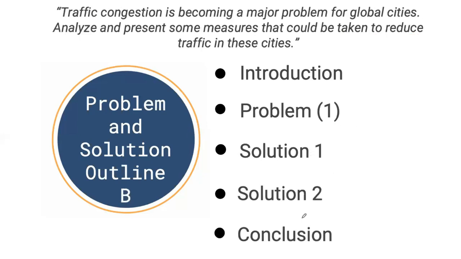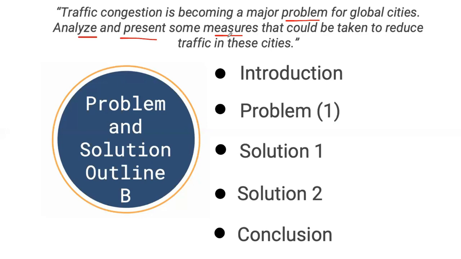This is quite simple. Outline B is a bit different. Let's go ahead and read this. Traffic congestion is becoming a major problem for global cities. Analyze and present some measures that could be taken to reduce traffic in these cities. Now, just like our writing prompt that we're using today, we see the word measures. You know, it's very common. Another way to say solutions.